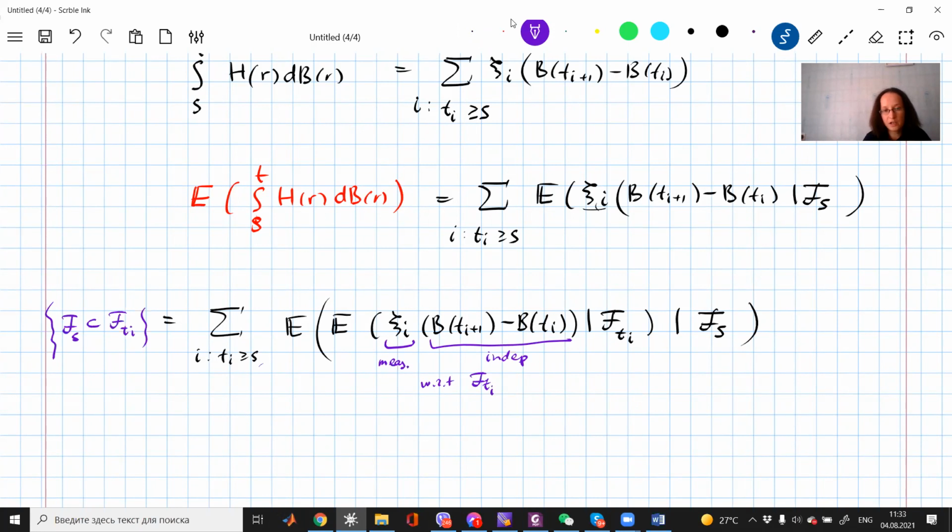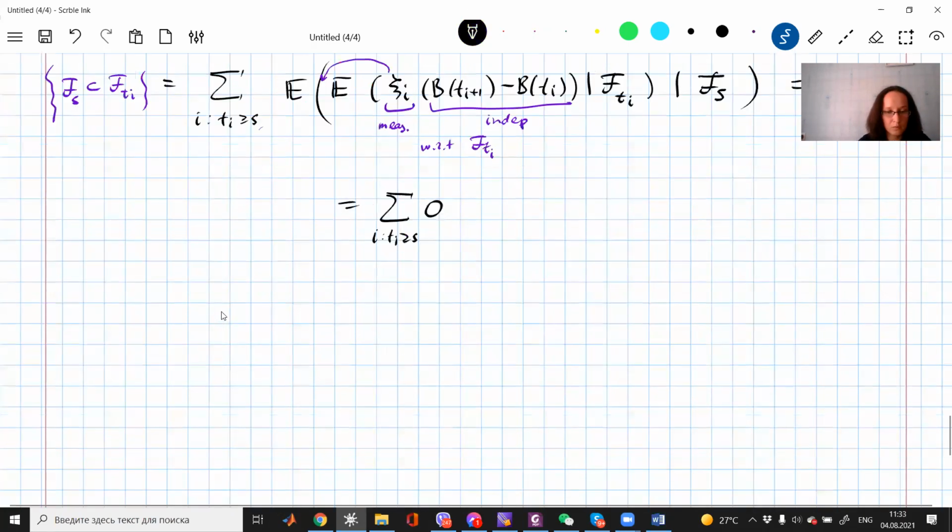Okay, and now I can calculate this conditional expectation very easily. I put the measurable part inside of the expectation, and then the expectation of the independent part is equal just to the unconditional expectation, and the expectation of Brownian motion is equal to zero. So we have here nothing else than zero. So we proved our formula.